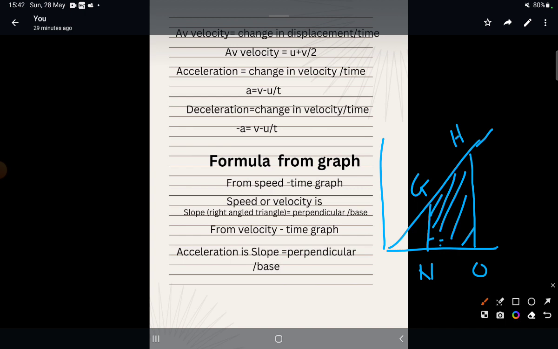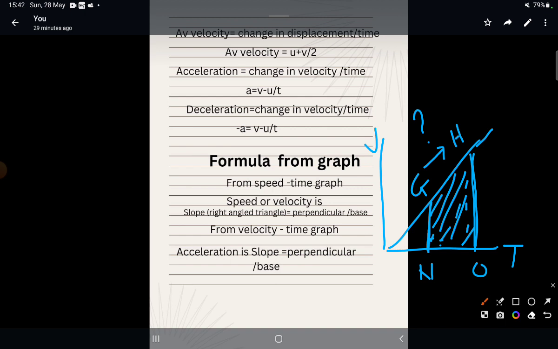So what you do, you will draw these lines to the time axis. This is the time axis and this is the velocity. So you draw it for GH. You are supposed to find out the distance here from G to H. Then for this entire area, you have to find the area.